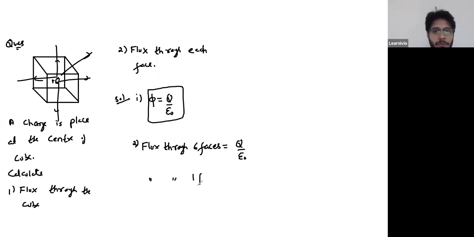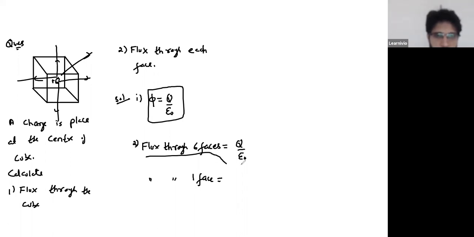If you need the flux through one face, okay. Fatma, at the center of the cube, we placed a charge q. The flux is passing through the cube, meaning electric field lines are passing through each face of the cube. Cube means 6 faces, 6 squares. So through all 6 squares, flux is passing. Altogether, through the 6 faces, the flux is q by epsilon naught.